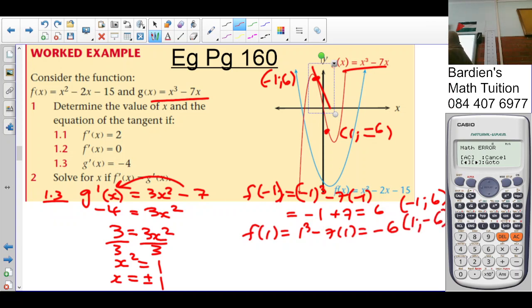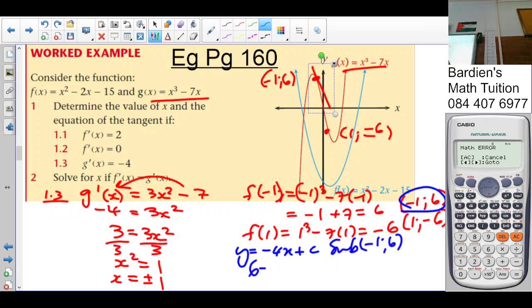So you're going to consider this one first. You have y equals mx plus c. m is going to be negative 4, so y equals negative 4x plus c. We'll substitute negative 1 and 6, so x and the y. So 6 is equal to negative 4 times negative 1 plus c. c then works out to be 2. So therefore the one equation is y equals negative 4x plus 2.